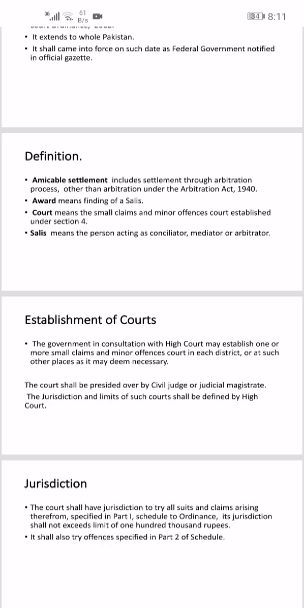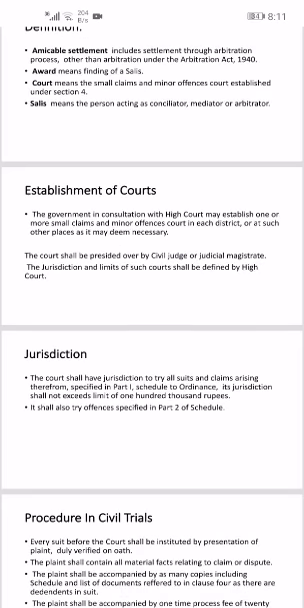Establishment of courts. The government in consultation with the High Court may establish one or more small claims and minor offences courts in each district or at such other places as it may deem necessary. The court shall be presided over by a civil judge or judicial magistrate. The jurisdiction and limits of such court shall be defined by the High Court.